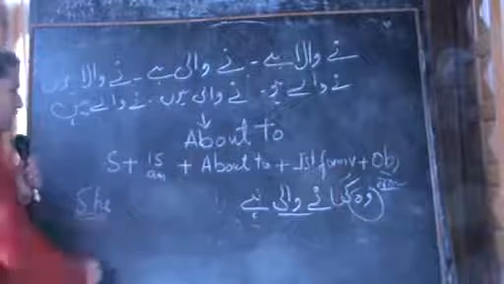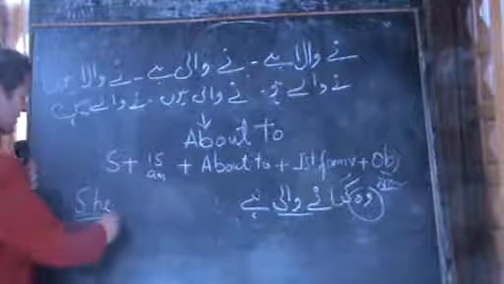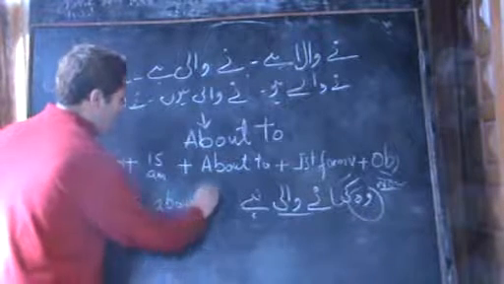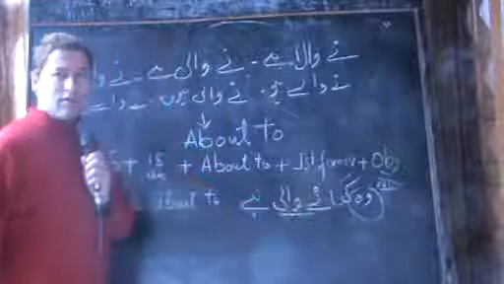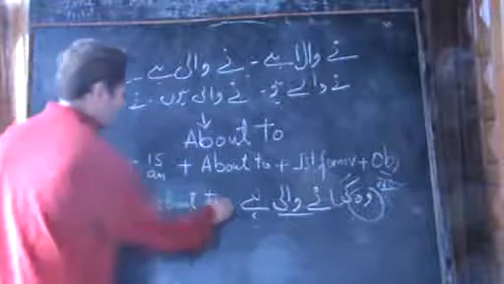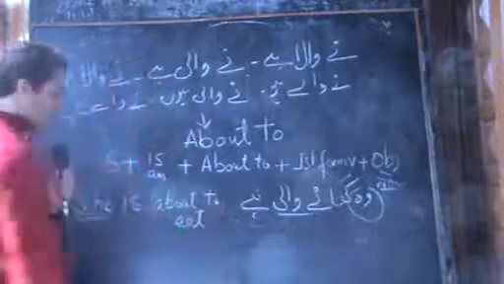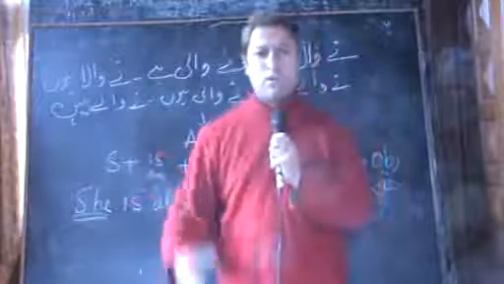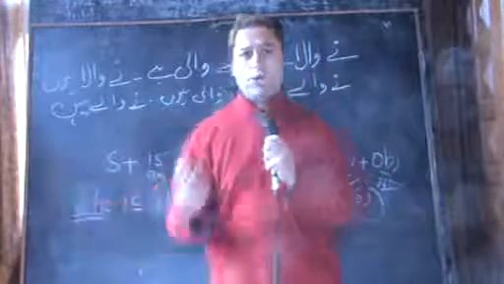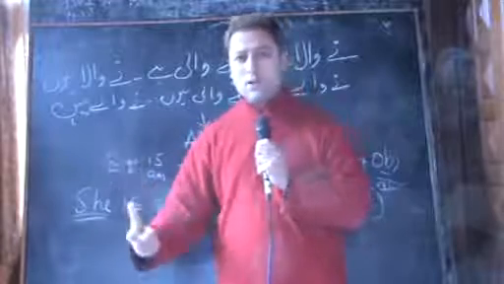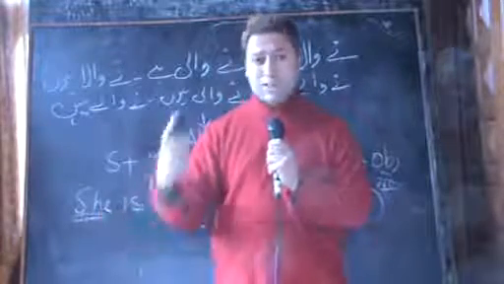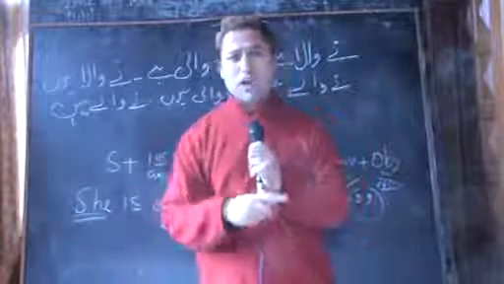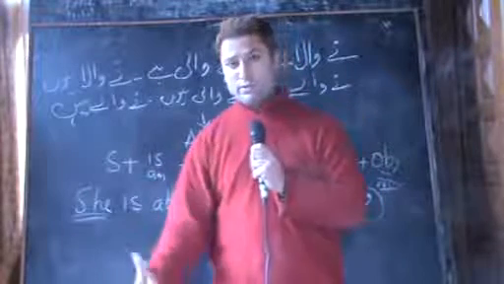Then we have to bring the helping verb, which is whether it's singular or plural, it's singular, so "is" is used here. She is, then about to, she is about to, then "khana" is eat. So it's the first form, she's about to eat, or you can add a food, she's about to eat banana, or orange, apple, tomato, potato, cucumber, or turnip. So these are the words.